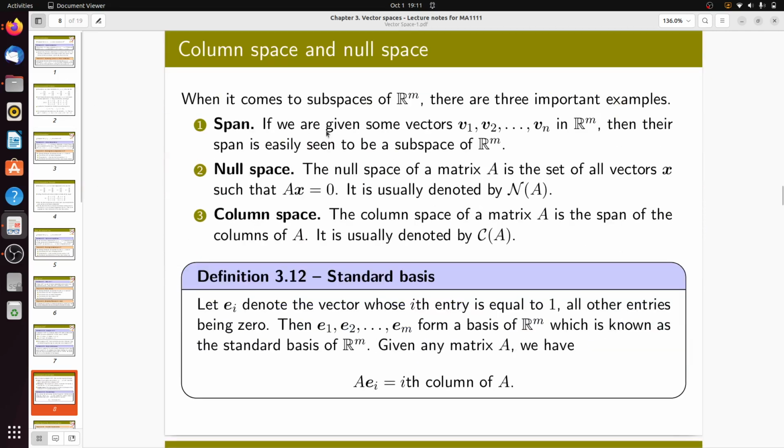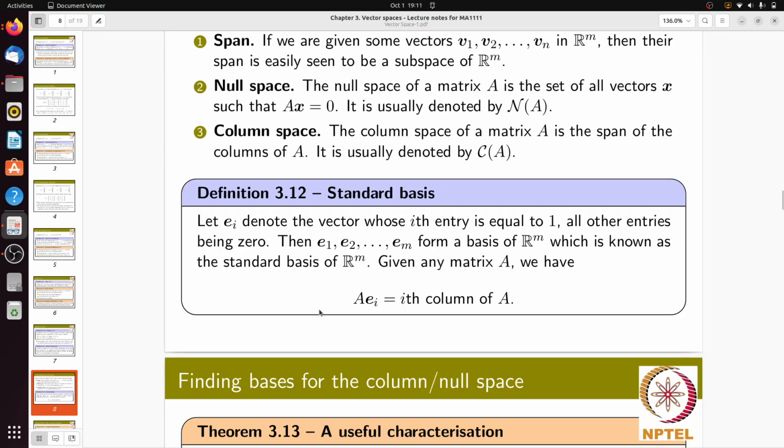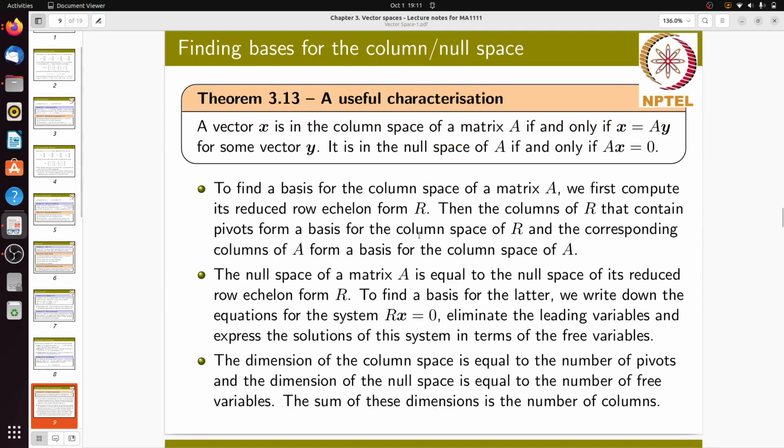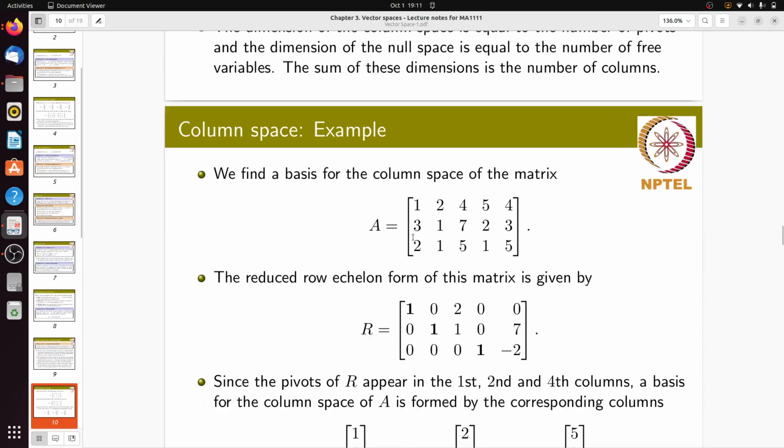There are also concepts of column space, null space, standard basis, and how to find a basis for the column space and null space. That is just for your reading purpose. You just go through this quickly.